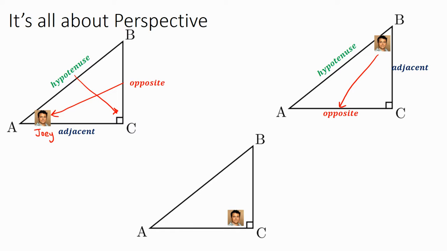Now if Joey is standing at angle C, the opposite and the hypotenuse are the same, which means we're left to try to choose which sides are the adjacent. I put the question mark because we actually don't know which one is the adjacent. They can't both be adjacent. So you get kind of a weird case here in triangle 3.